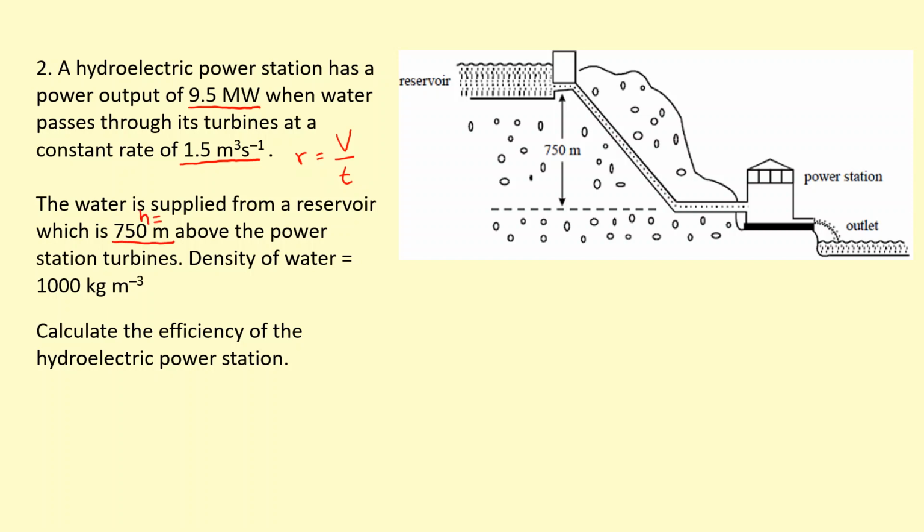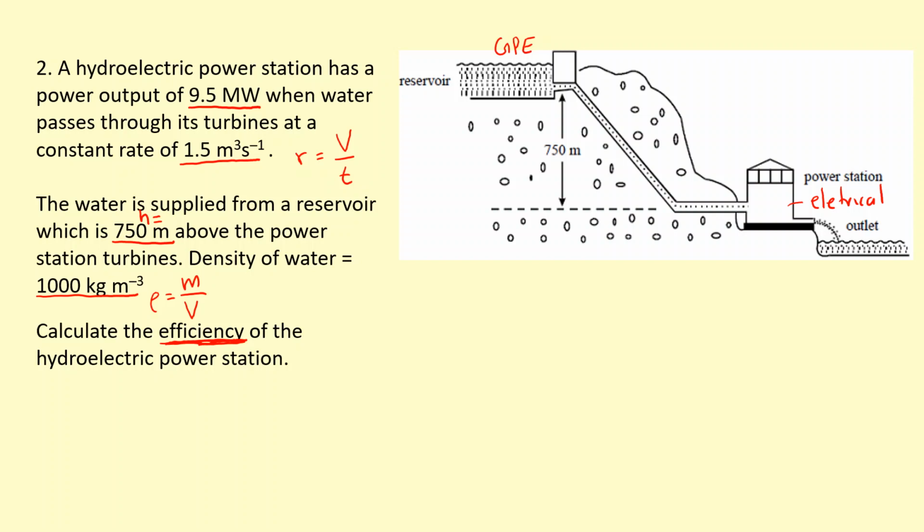And the density of the water here is 1000 kilograms per meter cubed. That's the mass per volume, that's your density, given the Greek symbol rho. Calculate the efficiency. To calculate the efficiency, we need to see what kind of energy conversion is taking place. In a hydroelectric power station, we have GPE for the water that's high up, and then that's going to turn to kinetic energy, but then it's eventually going to be turned into electrical output, so electrical energy.